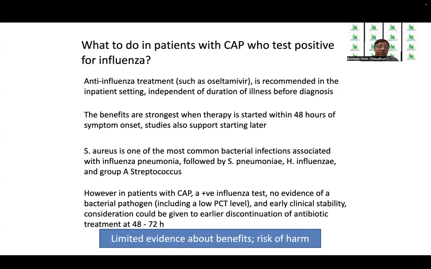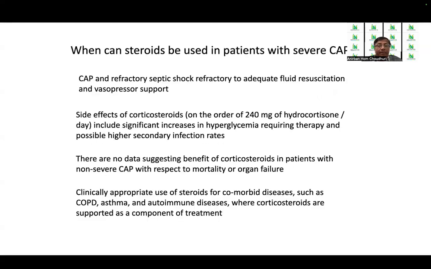Although there are some benefits, the evidence about the benefits is limited, and the risk of harm is also there. Now, when can steroids be used in patients with severe CAP? CAP and refractory septic shock despite adequate fluid resuscitation and vasopressor support are probably good enough reasons to think about steroids. But the side effects of steroids, on the order of 240 milligrams of hydrocortisone per day, include significant increases in hyperglycemia requiring therapy, and also possibly a higher secondary infection rate. One needs to be more cautious about this.